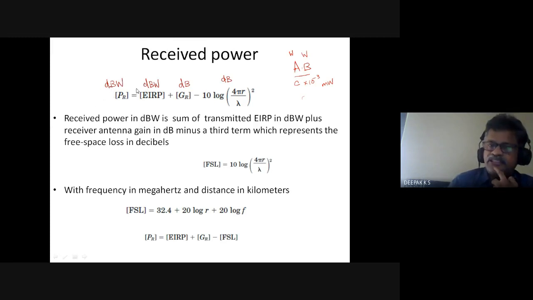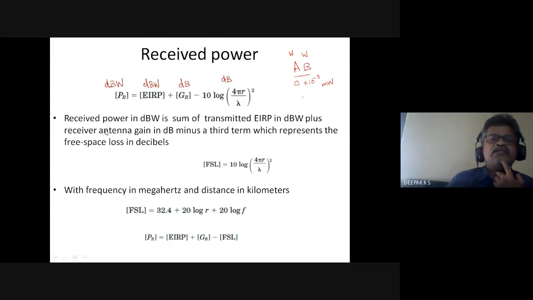That is what I was telling last class in the problem. There was one in dB and another unit in dBW, which can be added. The answer is this one. These two are in watt and this is in milliwatt, and the whole thing becomes milliwatt.